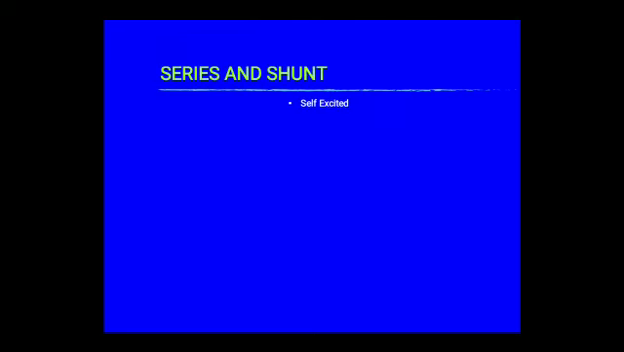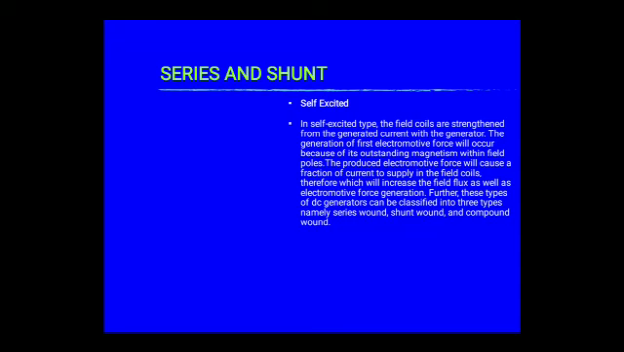Now the next part is the self-excited DC generator. In the self-excited type, the field coils are energized from the current generated by the generator itself. That means the current which is induced in the armature is supplied to the field coil, and the generation of the first EMF, first electromotive force, will occur because of the residual magnetism within the field poles.